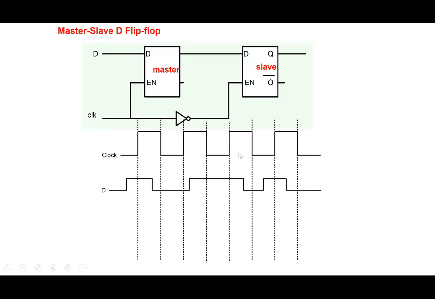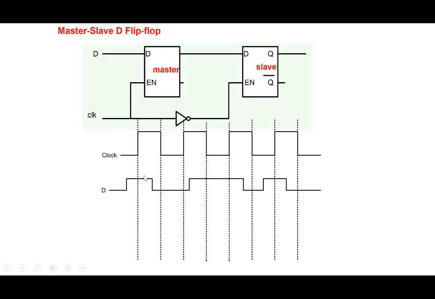So let's say we have a clock like this here. And for the sake of discussion, let's say this is the data that comes in here. So the main data is over here. We note that the master will respond, the output of the master will be equal to the input as long as the clock is high. And the moment the clock goes low, the master is disabled and whatever was the value of Q, that is retained at the output.